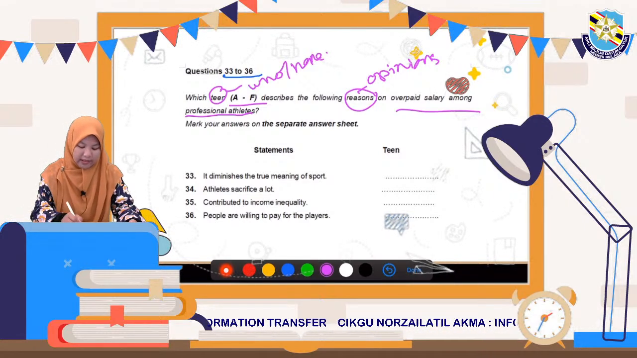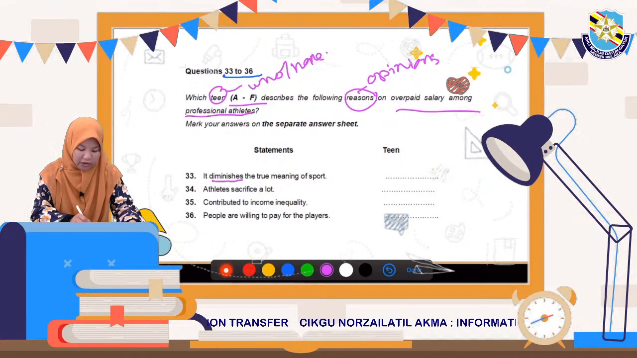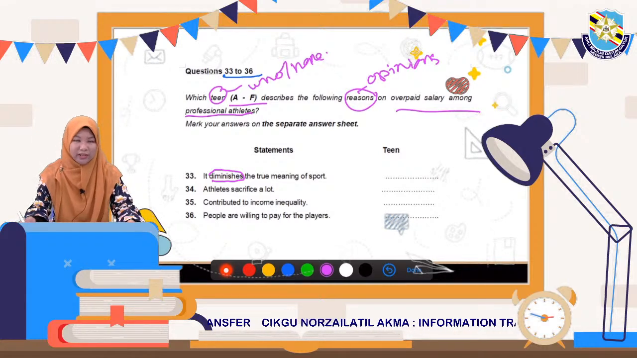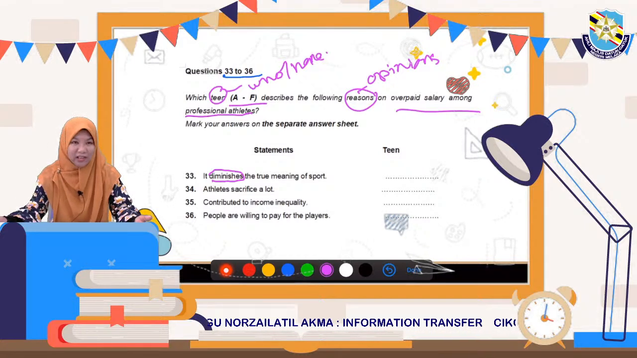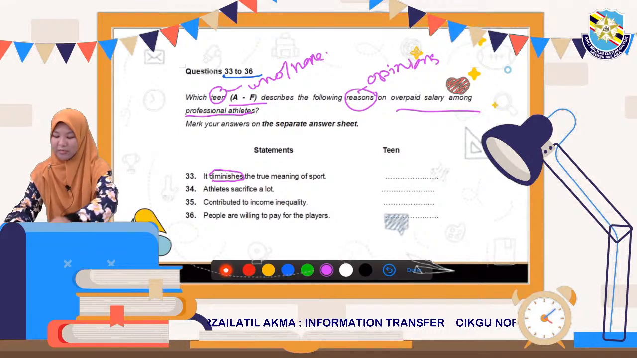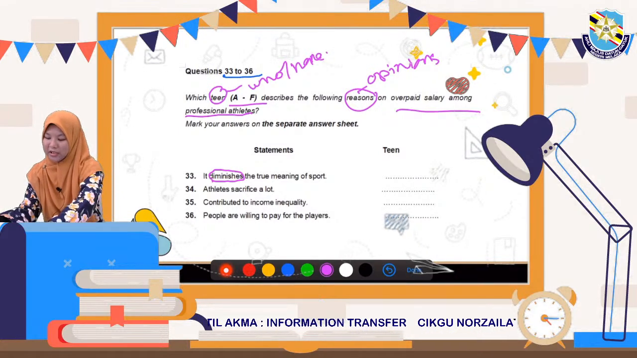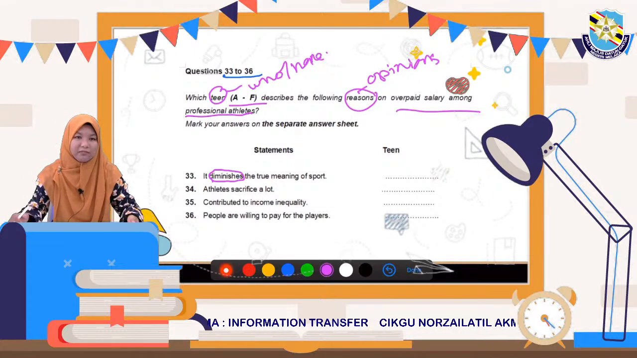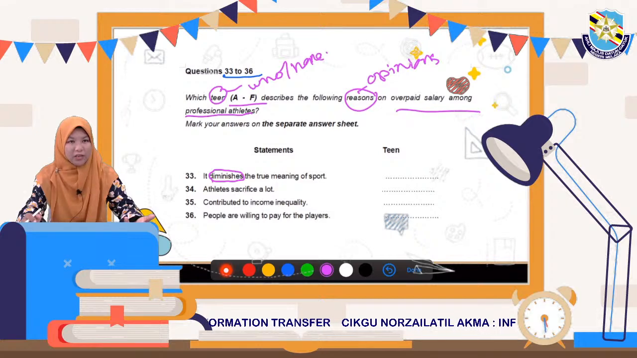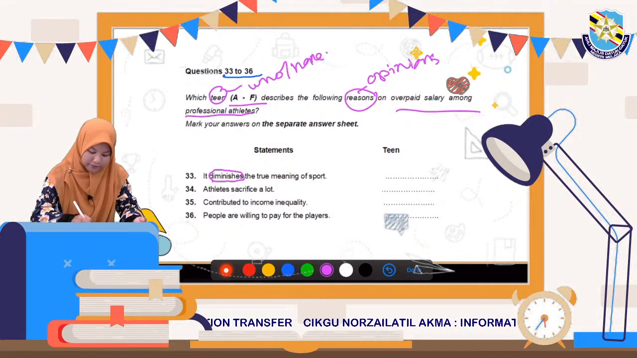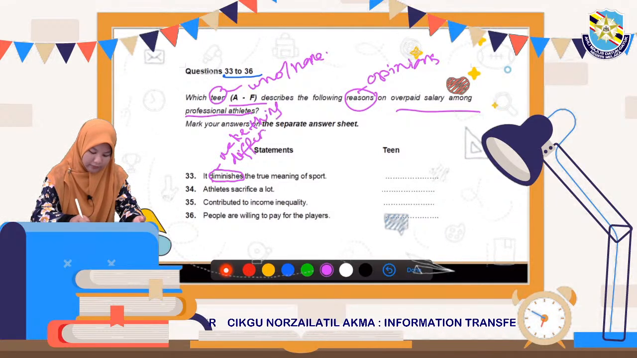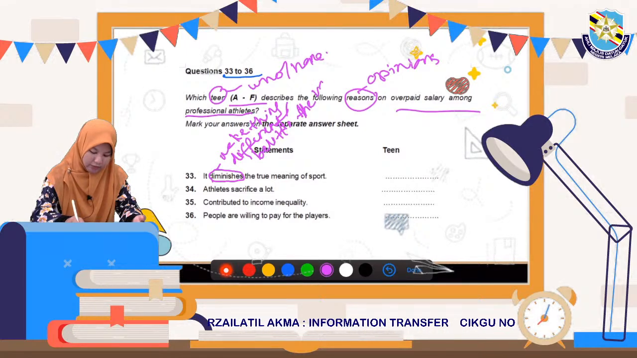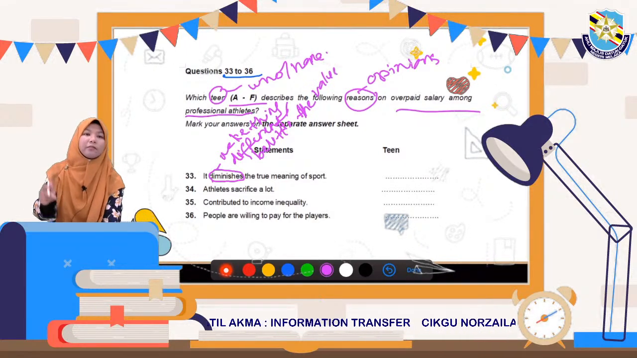33. Okay, the statement for 33: it diminishes the true meaning of sports. I think I have mentioned the word diminish while I was explaining the text. Diminish means it makes things become different, or it reduces the value, it belittles the value. Please refer to the text.